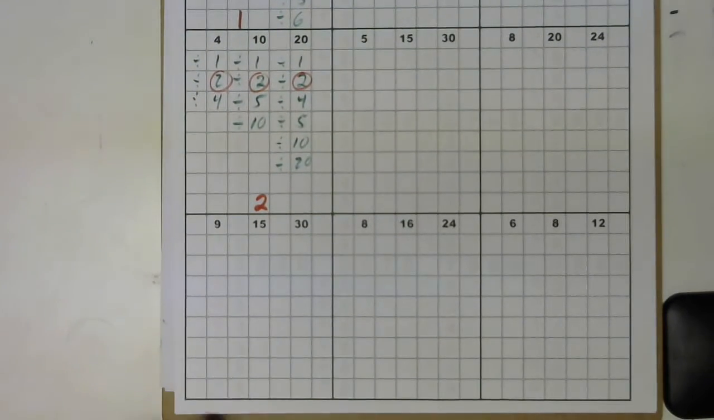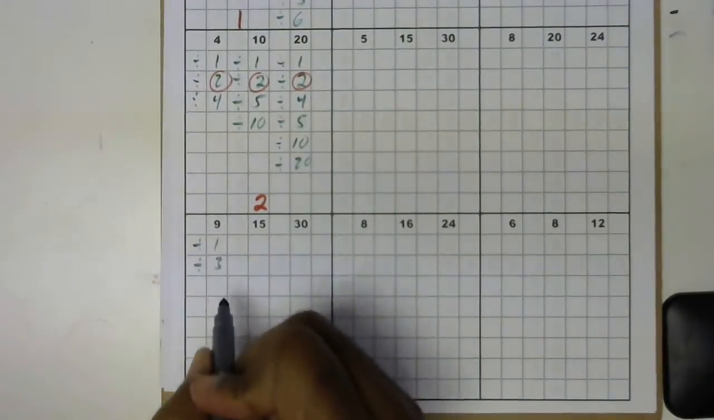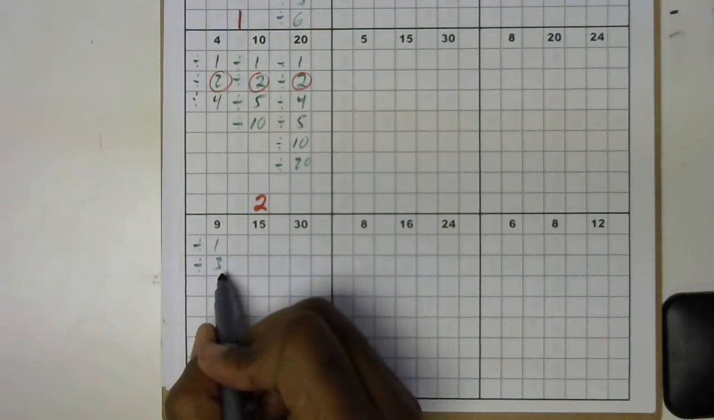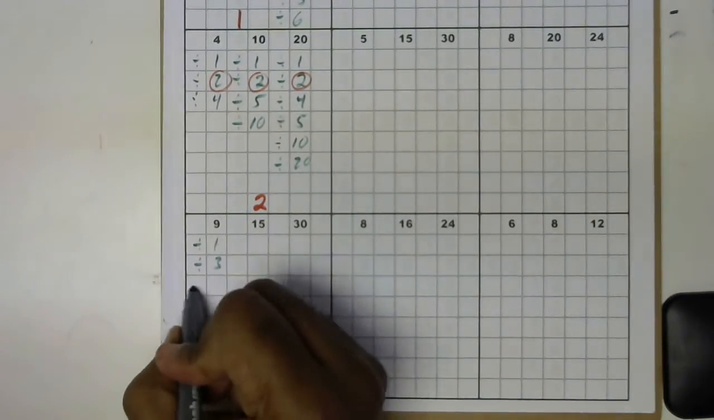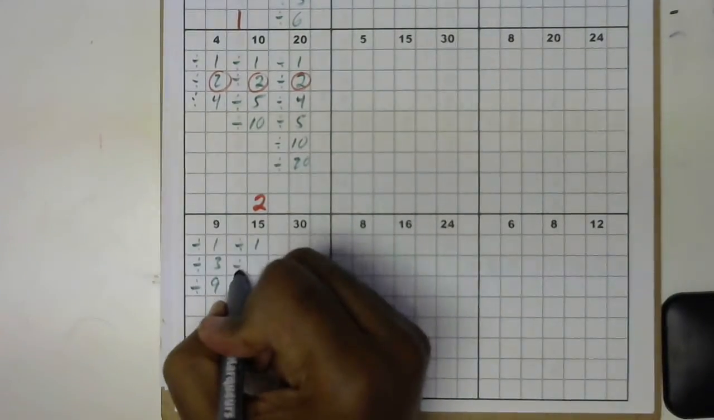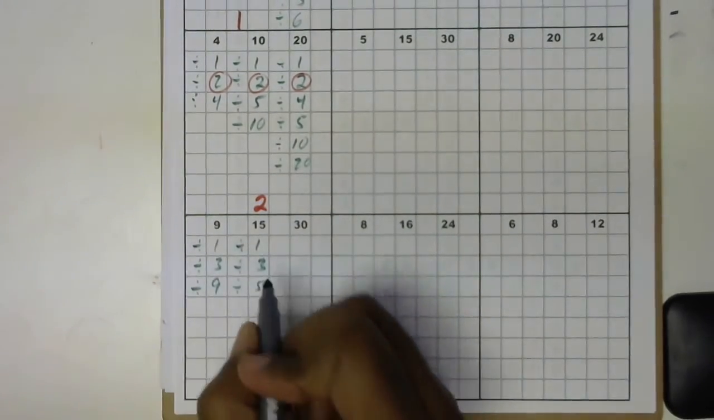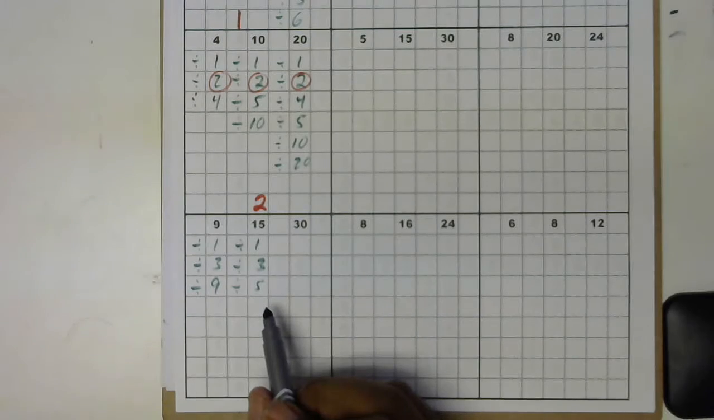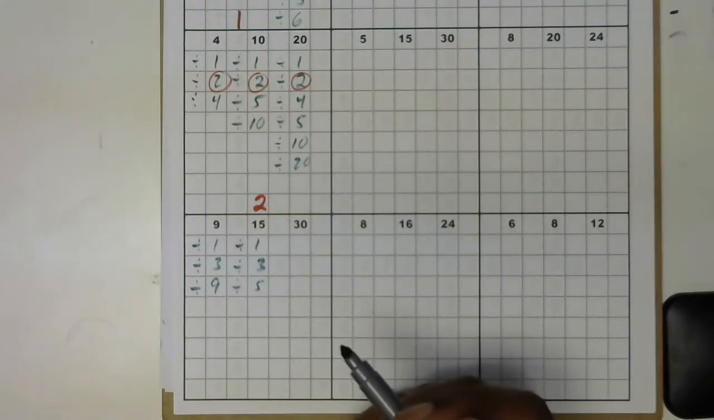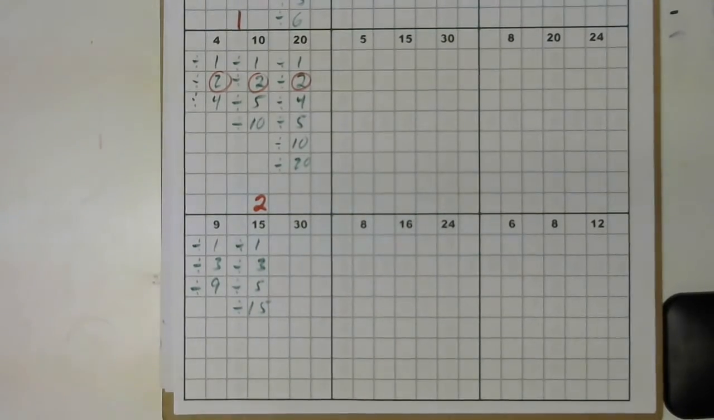Okay, 9, 15, and 30. So 9 can be divided by 1. It can be divided by 3. Not 4, not 5. Okay, that's 6, 7, 8. Okay, and then the last one is 9. 15 can be divided by 1, not 2, but it can be divided by 3, not 4, but it can be divided by 5, 6, 7, 8, 9, 10. That's about as far as I can go. So the last one, 15, can be divided by 15.